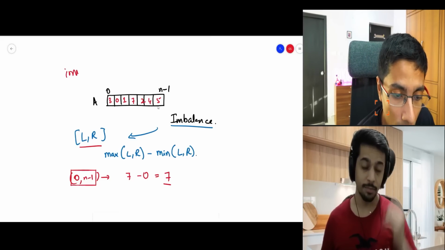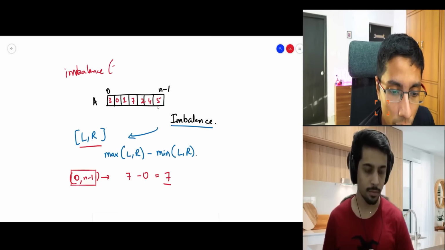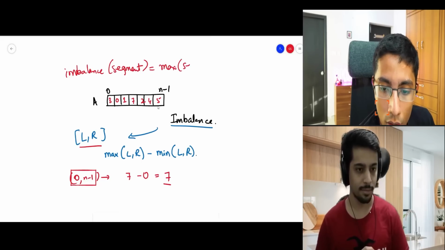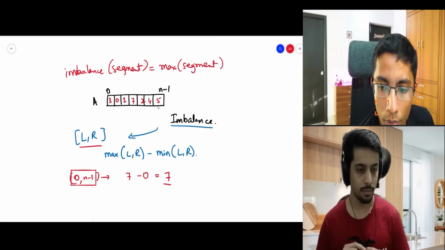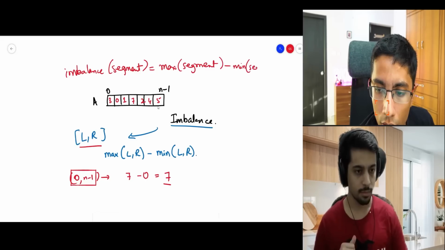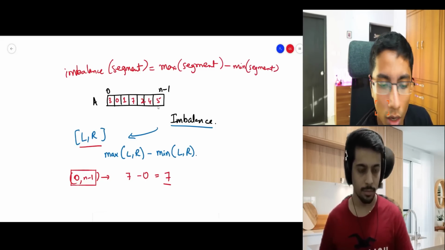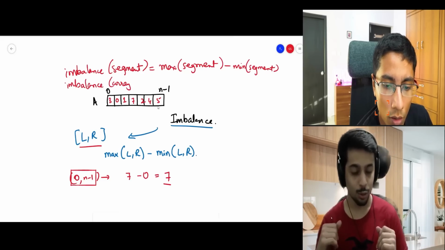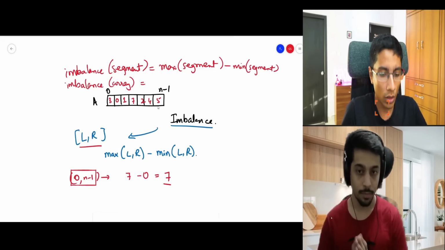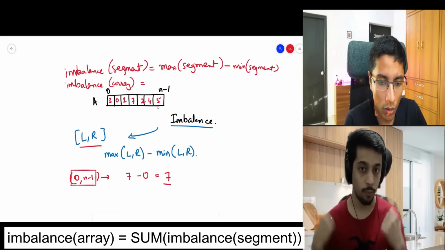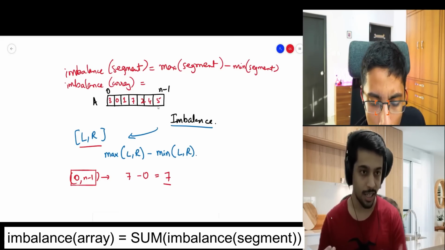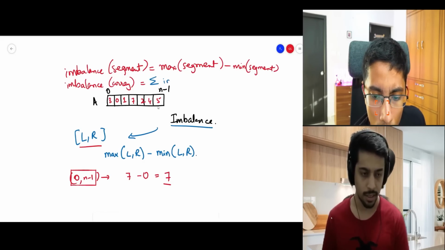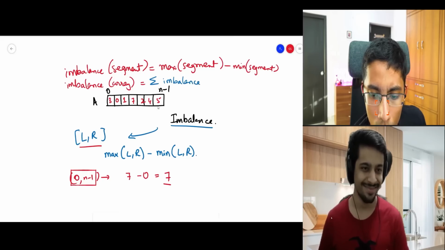Imbalance of segment is equal to max of segment minus min of segment. And you also have imbalance of array. What is that? Now you know the imbalance of a segment. The imbalance of the array is, for each and every segment that exists in the array, find out the imbalance of every segment and add them. That's it. Simple problem.